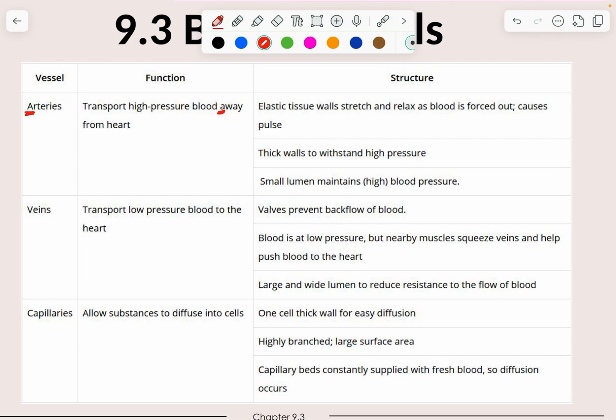Then they easily get coronary artery disease. Okay, and I'm sure the small lumen will help to maintain the high blood pressure at some. That's one of the pros. The cons is that it's easily getting blocked.